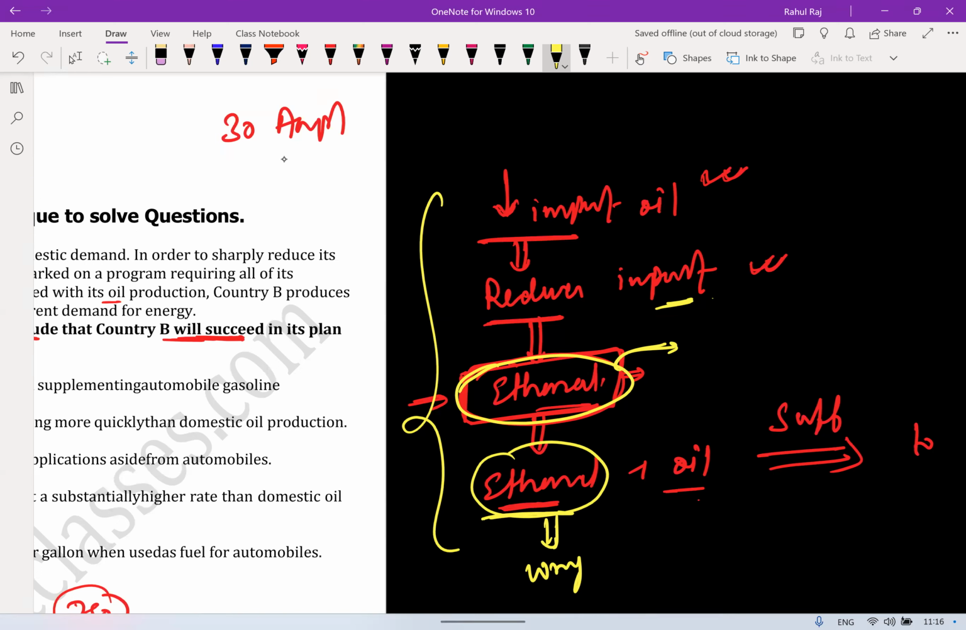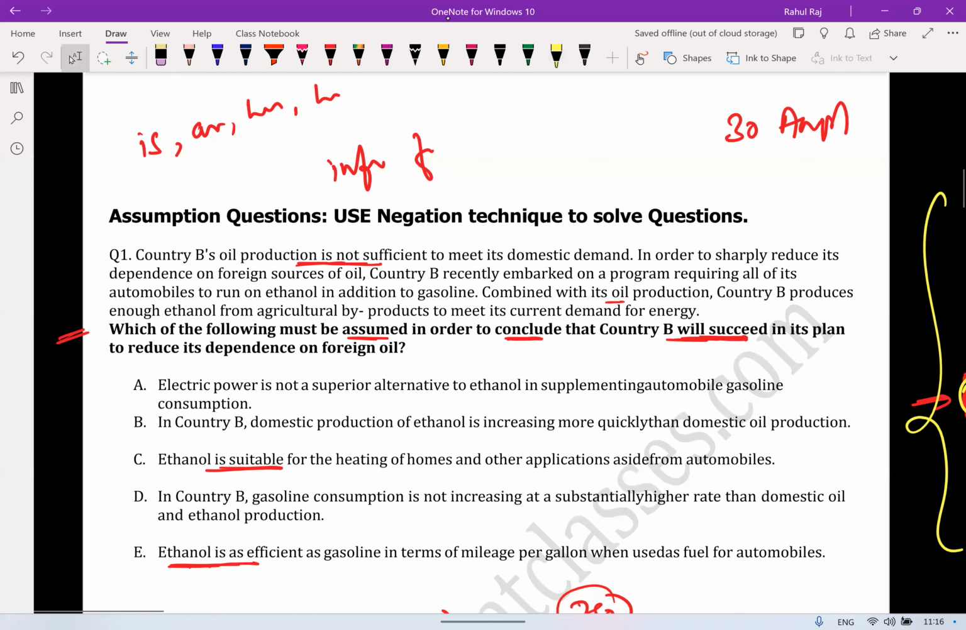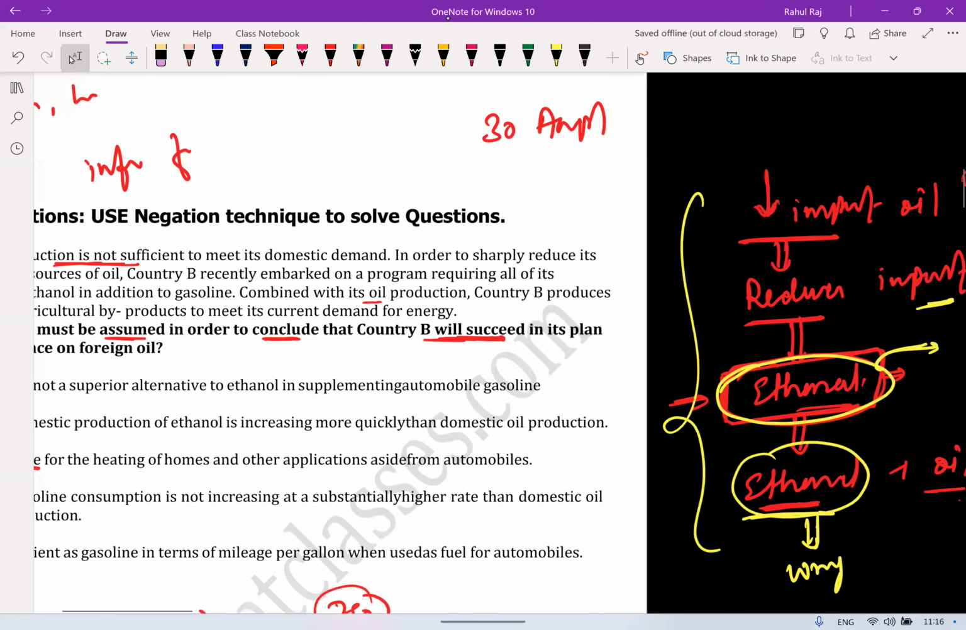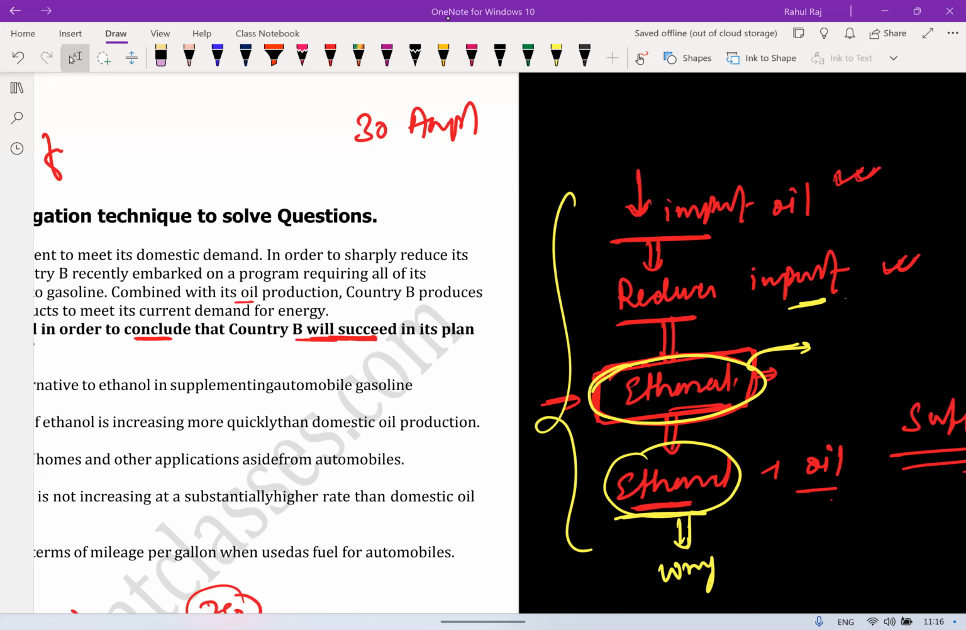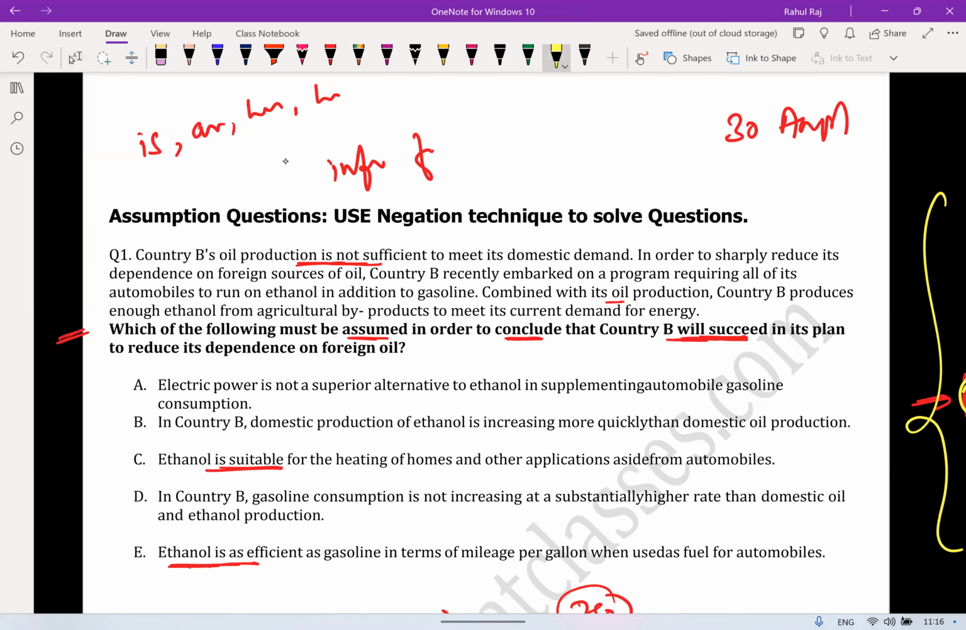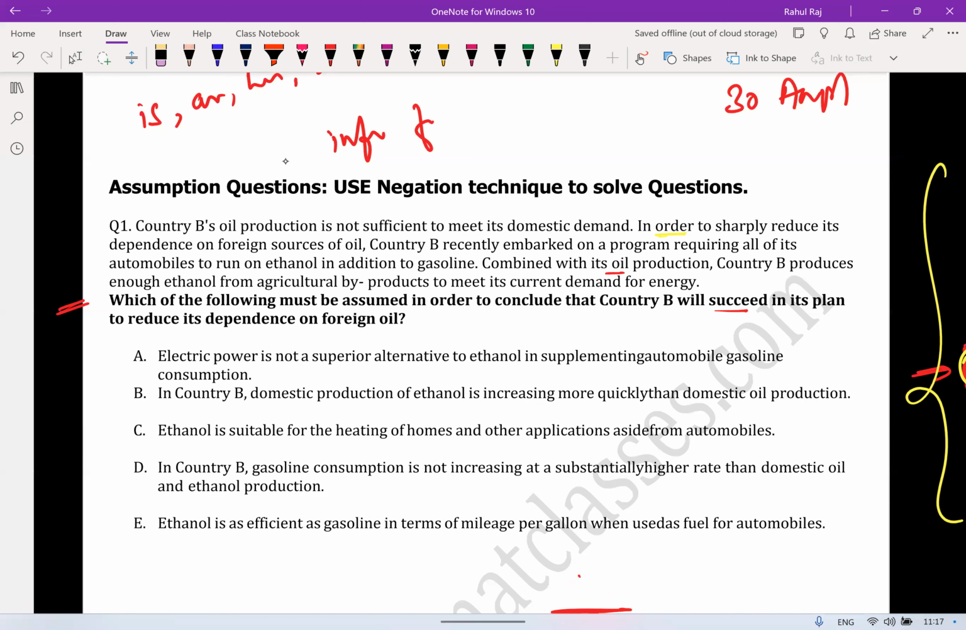Am I making sense? So Rahul, in this case, if we start from the beginning, you've written importing oil. That was the first part that you had. Second was reducing the import. Would that be considered an inference? No. It's stated as a fact over here. Inference is something you understand by listening, but it is very clearly stated that the aim is to sharply reduce the dependence on the foreign source of oil. This is given to you, so you're not supposed to infer anything. Agreed? Now let's come down to where it's brought in that ethanol is being used, requiring all of its ethanol in addition to gasoline. Perfect. Now let's discuss the question over here.